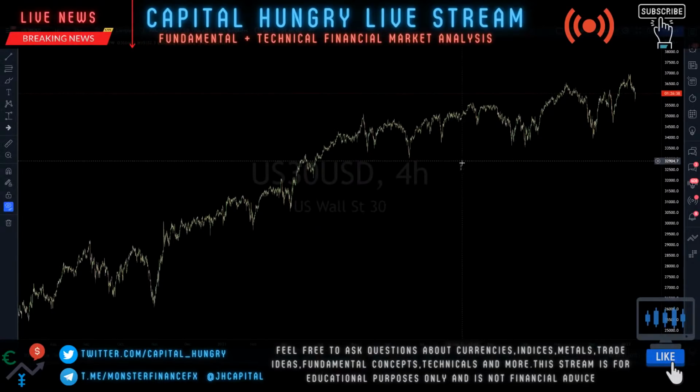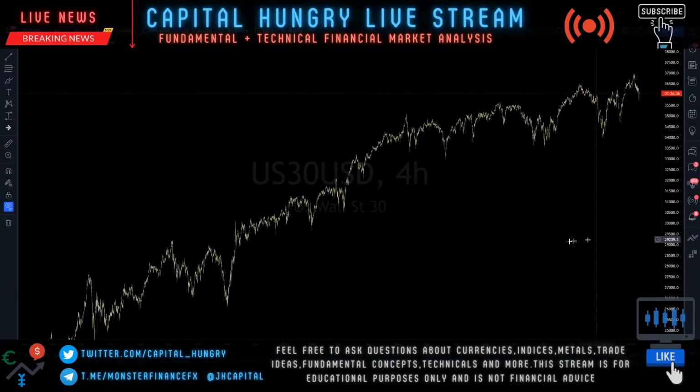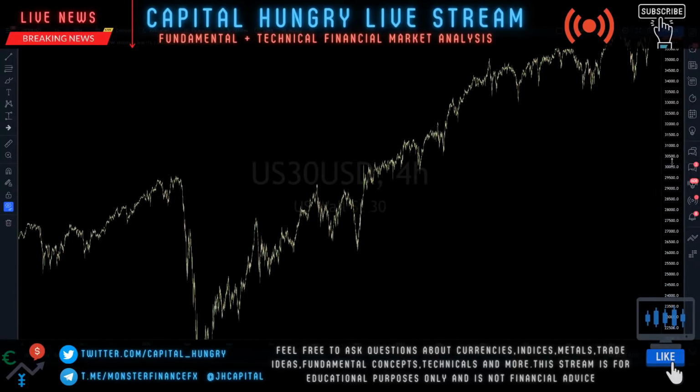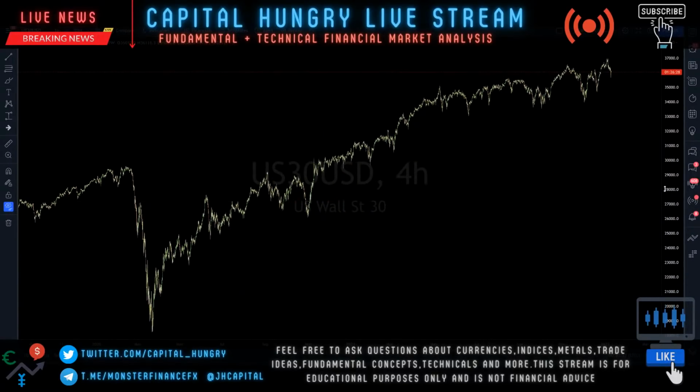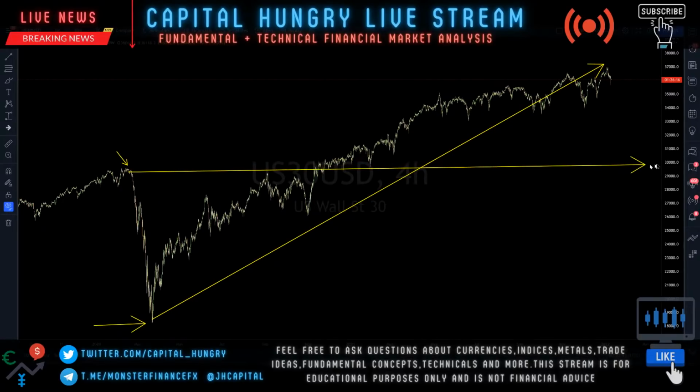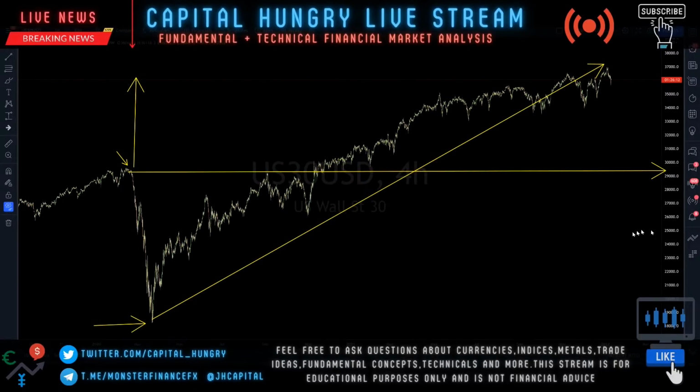Now, US 30 stock market index. You can see the stock market has made huge gains as the economic crisis of the pandemic was nothing but an opportunity for the rich. The stock market since the market crash period has gone up almost 20,000 points and well above pre-pandemic levels, almost 7,000 points above pre-pandemic levels.